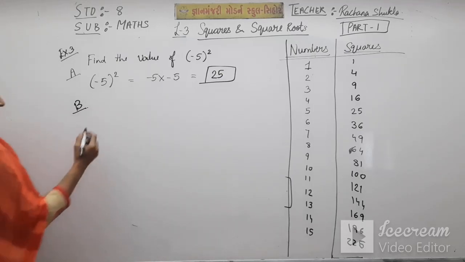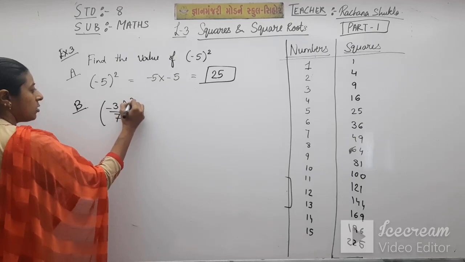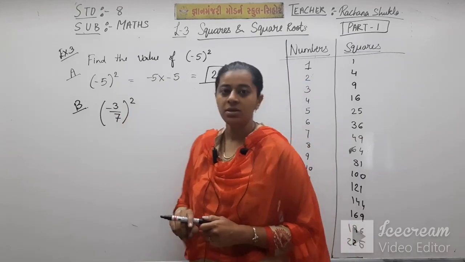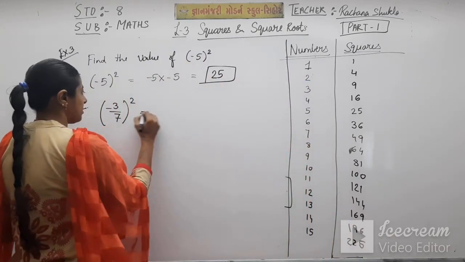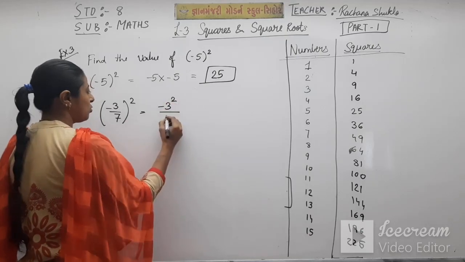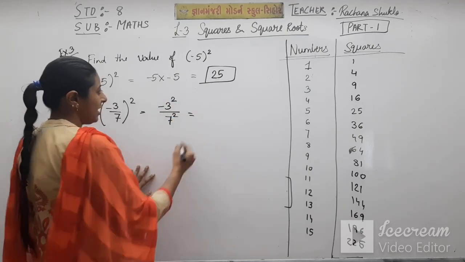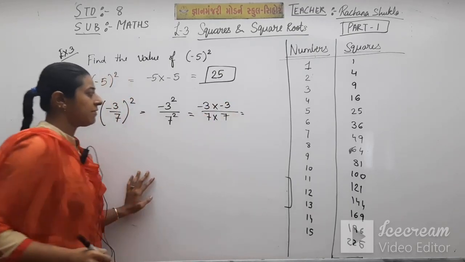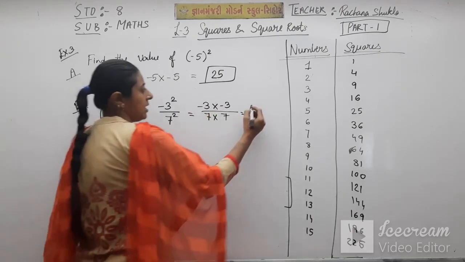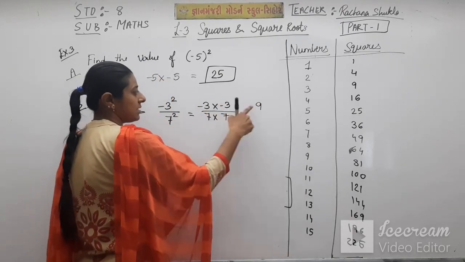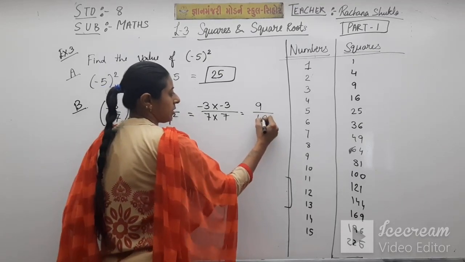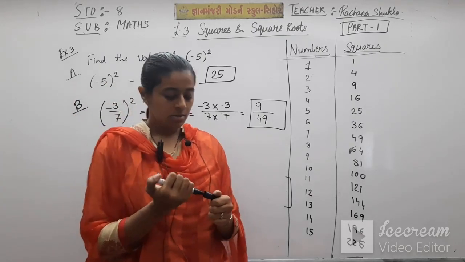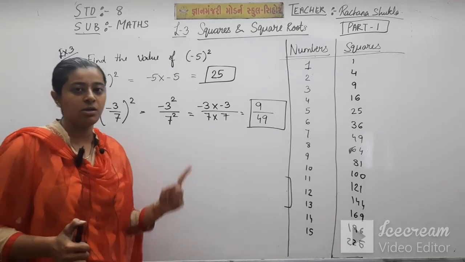The next one, B number. The question is minus 3 upon 7 whole square. That means you have to find out the square of minus 3 upon 7. The first step is minus 3 to the power 2 and 7 to the power 2. That means minus 3 into minus 3 upon 7 into 7. So 3 3s are 9, but plus 9, minus minus plus. 7 7s are 49. Your answer is 9 upon 49. Write down this example 3 in your example book.